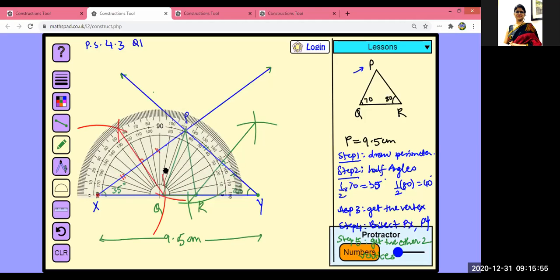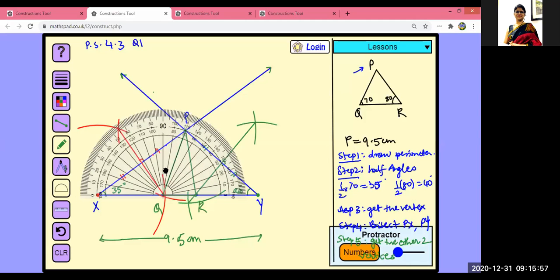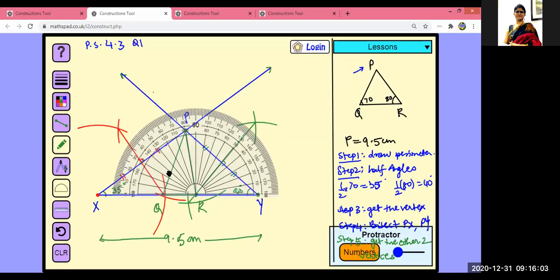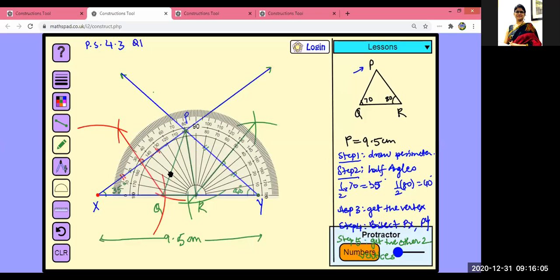And the verification, we can always check if angle Q is 70 degrees, because it is given in the rough diagram that angle Q should be 70 degrees. So yes, see, this is exactly 70 degrees, you can see over here. And check what is angle R. So angle R is over here, this is exactly 80 degrees. Angle R is 80 degrees. Okay, so this confirms that our construction is perfect.